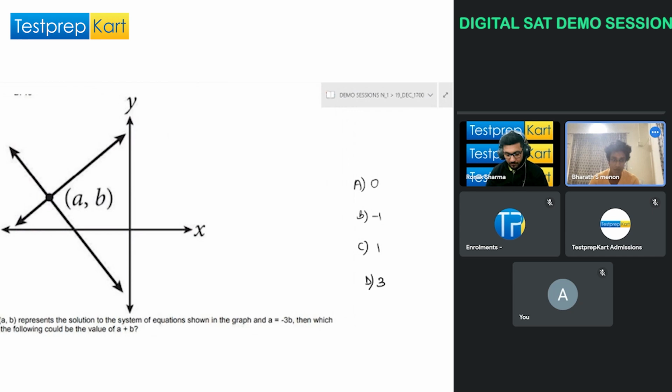B is in the positive y-axis, so multiplied by 2. So -1. -1 is absolutely correct. Tell me how you have got it. Because the value of a plus b is -3b plus b, so that's -2b. And then you can tell that b is in the positive y-axis, so positive into negative is negative. -1 is the only negative option. That's what is required in this question.